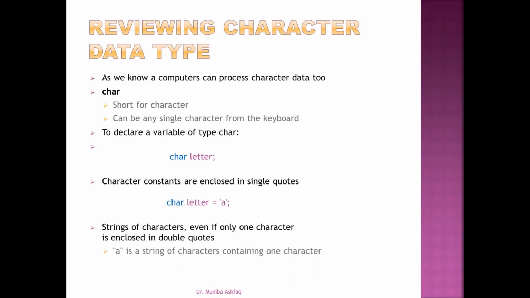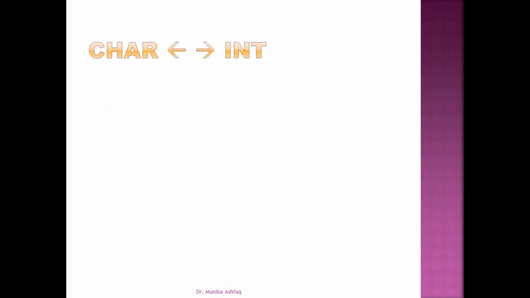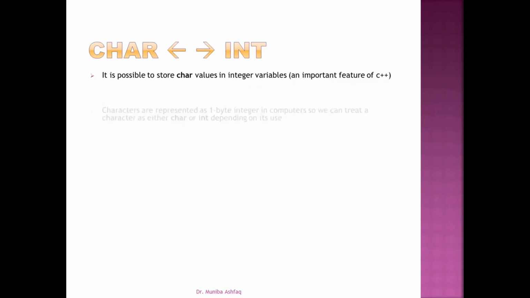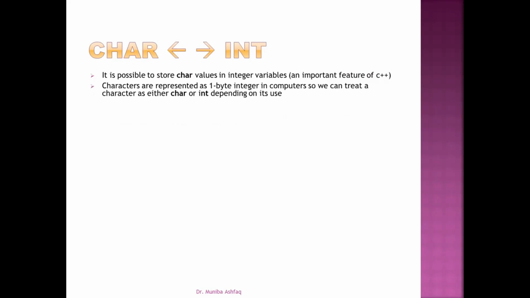If A is enclosed in double quotes, this is a string of characters containing one character. And if it is enclosed in single quotes, then it is a value of type character. So you can go from character to integer, and then from integer to character. It's possible to store character values in integer variables, an important feature of C++. Characters are represented as 1 byte integers in computers, so we can treat a character as either char or int depending on its use.